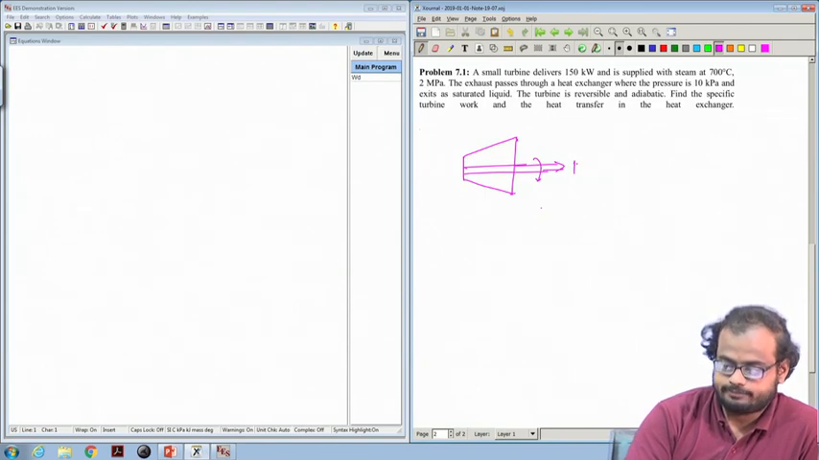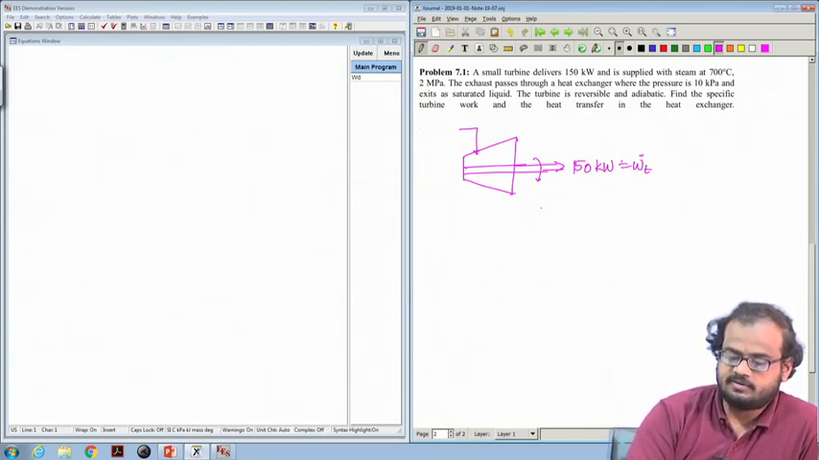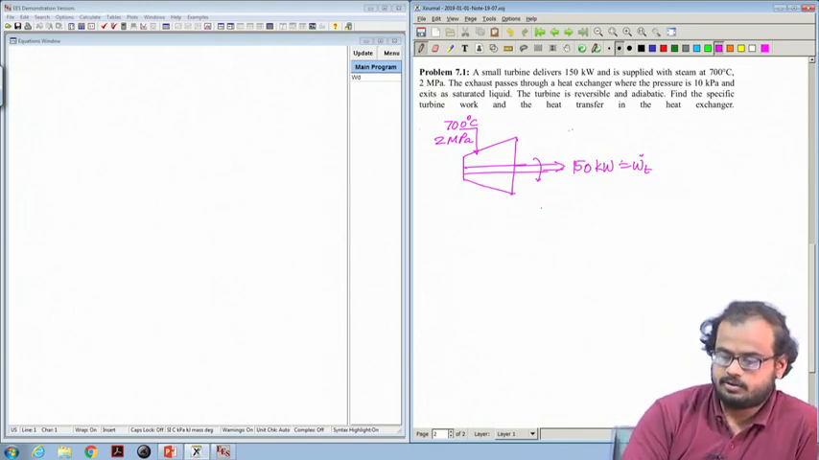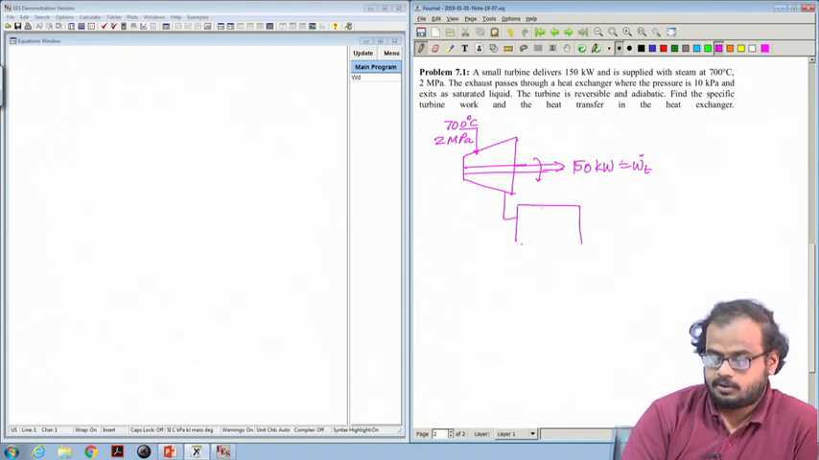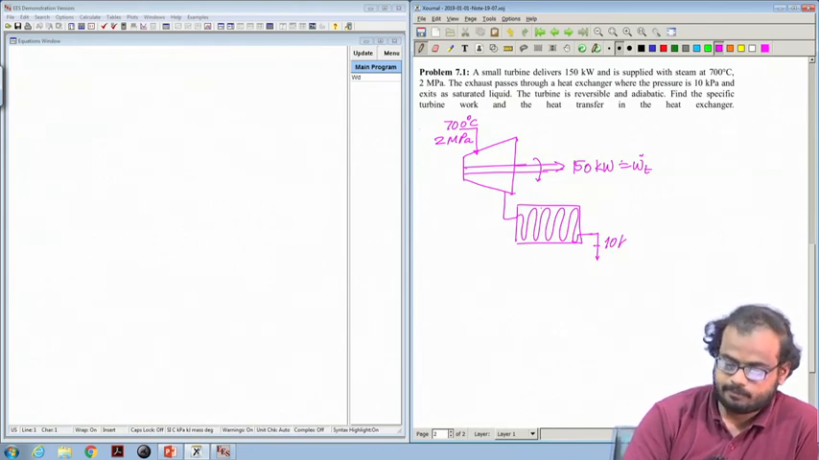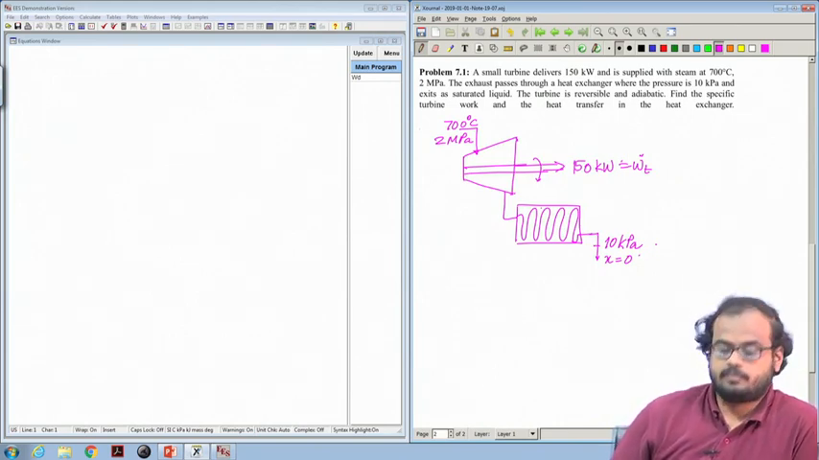So, the power output, the work done by the system, is 150 kilowatt, this is W dot turbine. It is supplied with steam at 700 degrees Celsius and 2 megapascal. The exhaust passes through a heat exchanger where the pressure is 10 kilopascal, and it exits as a saturated liquid. Okay, this is the information that we have.